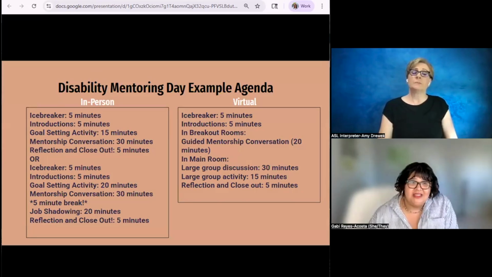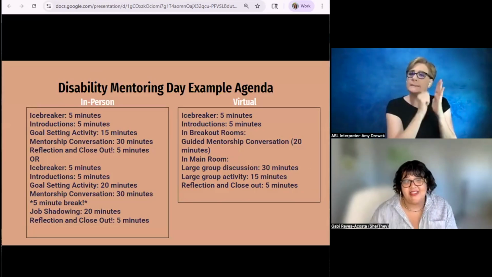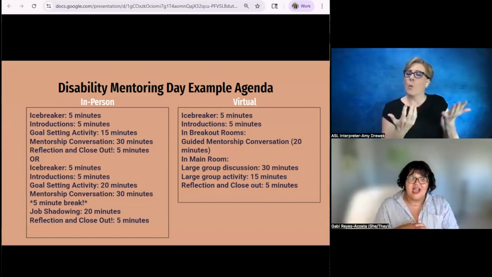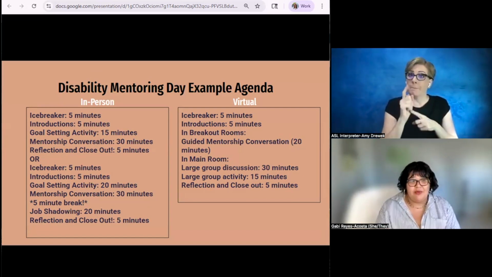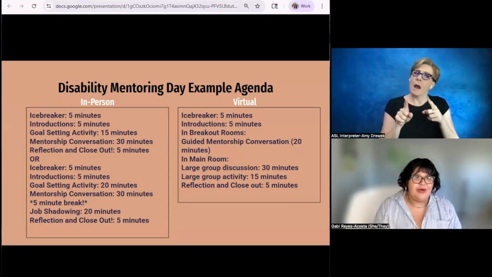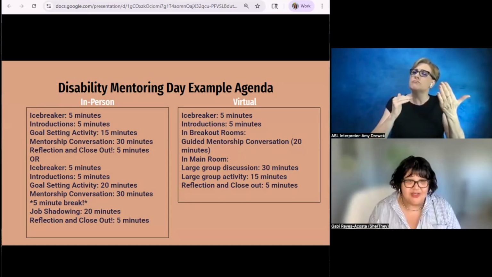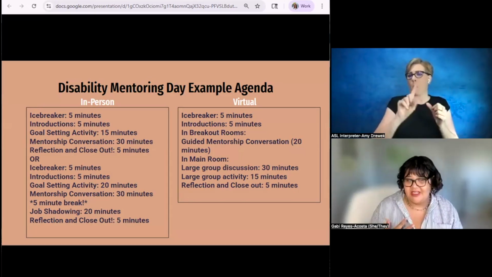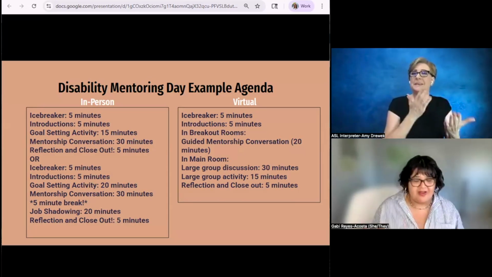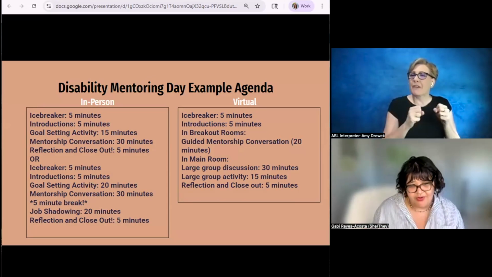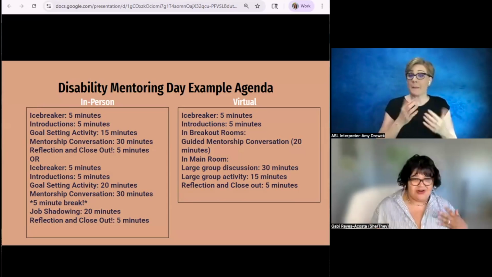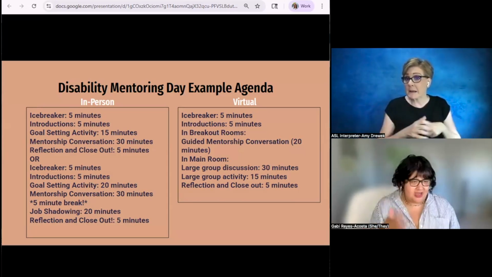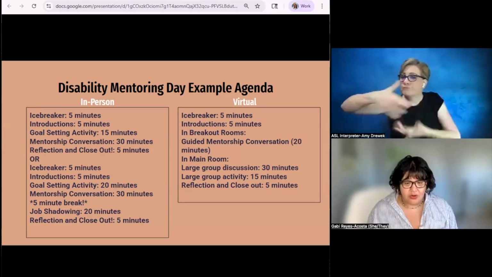I wanted to put down an example agenda of what a DMD event can look like. This is a zoomed out agenda, so it's not necessarily what is going to happen minute by minute, but it does have some minute breakdowns for an approximately 1.5 hour DMD event. For an in-person event, you might start with an icebreaker for 5 minutes, do a 5-minute intro like we did, but you might want to have more interaction, so you can have a more interactive activity where folks are really invited to share in small groups or large groups.